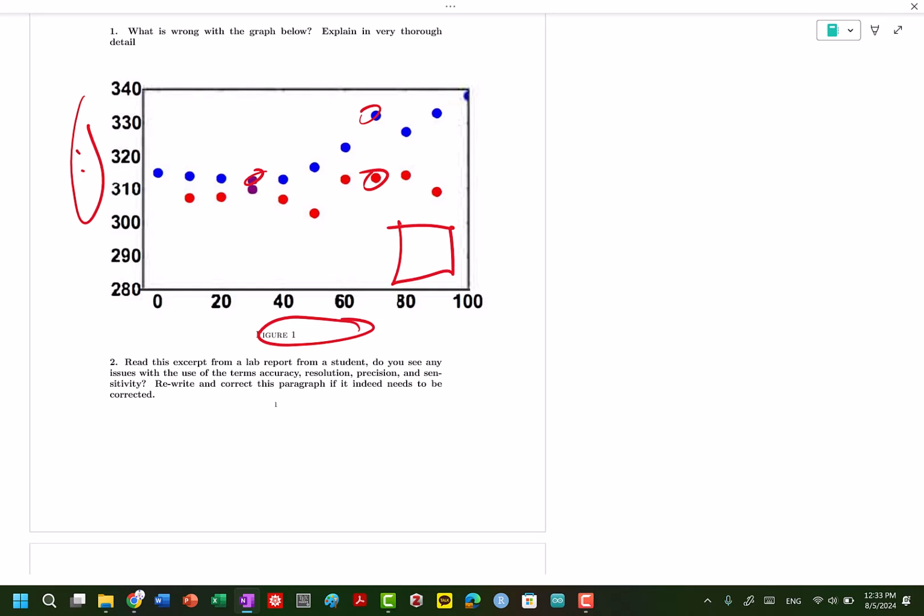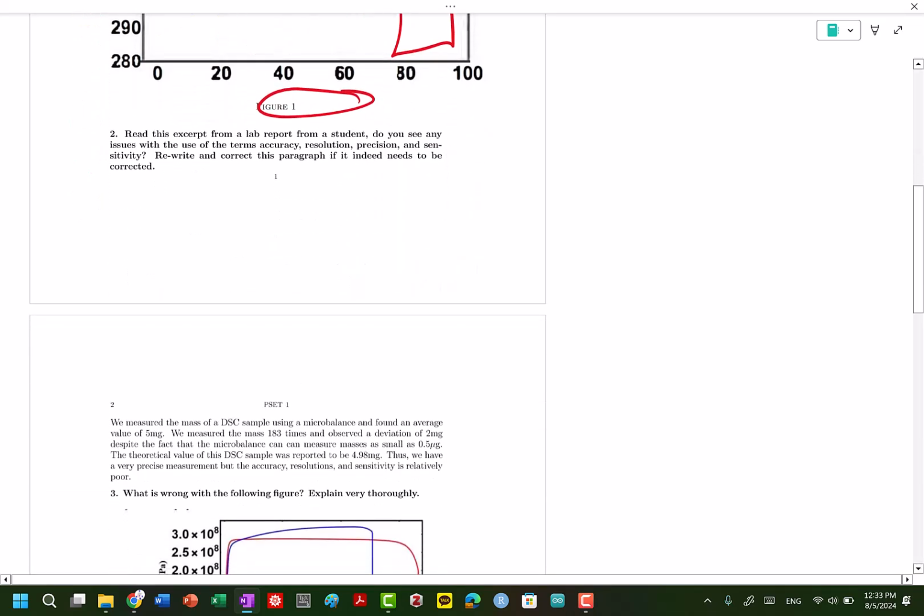Also, you can see this is definitely a screenshot. The resolution is very poor. These are not the plots that we want to produce in this class. So be sure to follow the guidelines that we described previously.